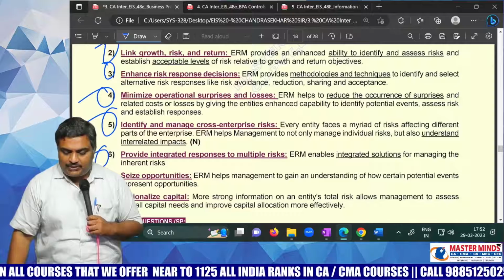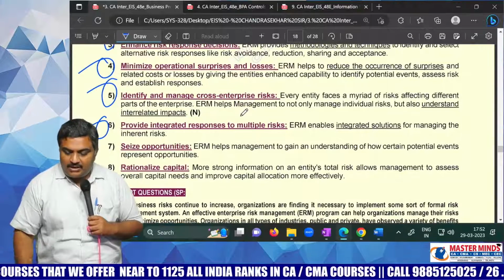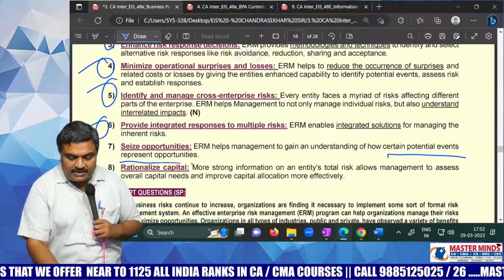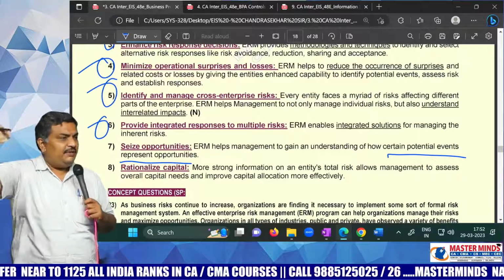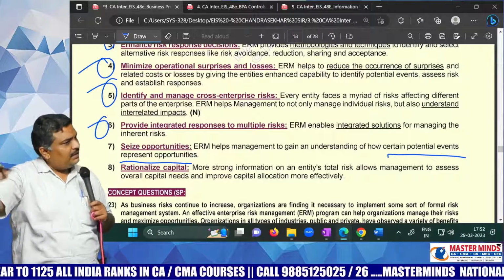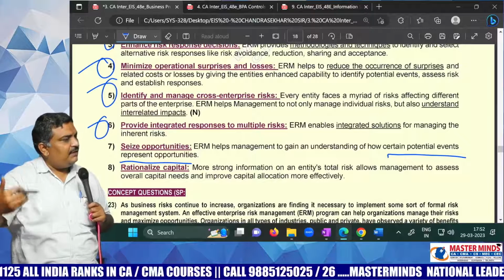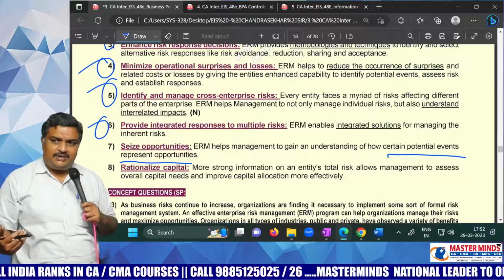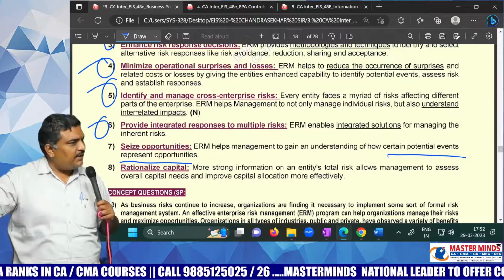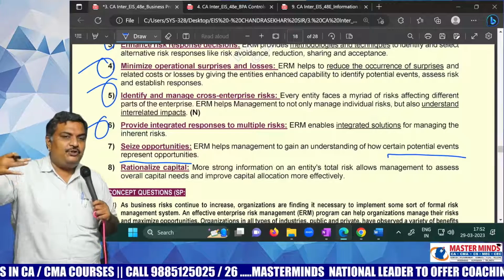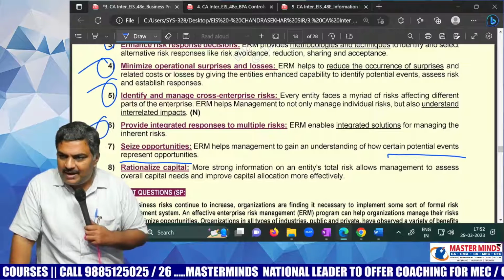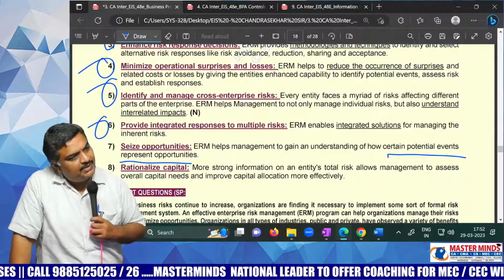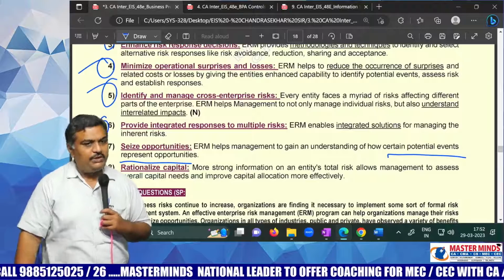So seize opportunities. Seize opportunities means what? Some certain potential events represent opportunities. In future, you will have a risk. But see, for example, this COVID is definitely a risk to the organization. But for educational organizations, we had neglected the online market, and it has given a new opportunity to tap the online market potential also. So all risks are not bad. Behind some risks, there will be some useful opportunities also. You need to find them out.